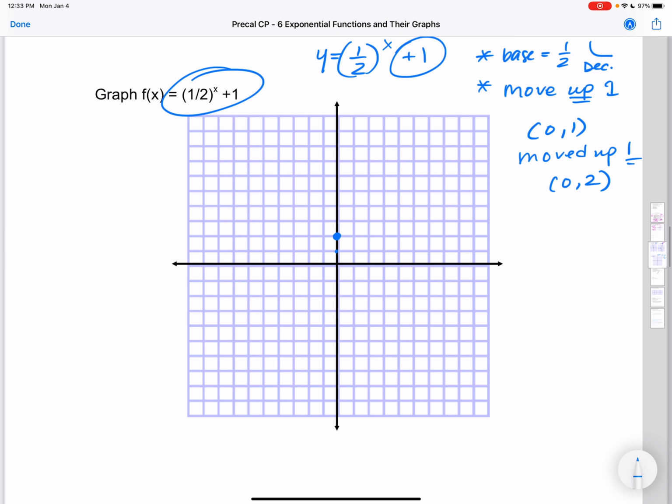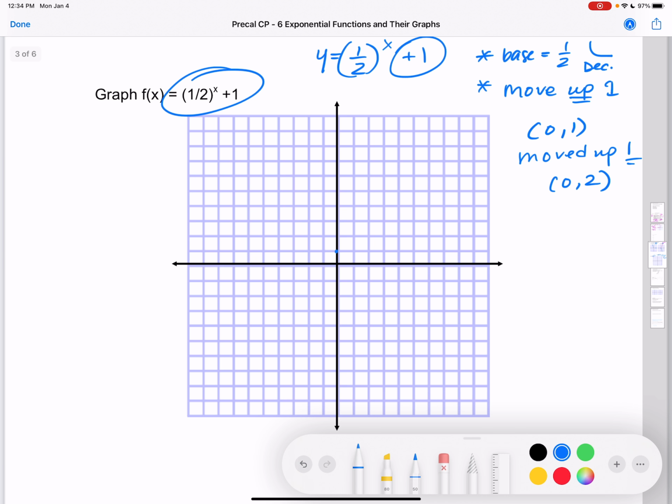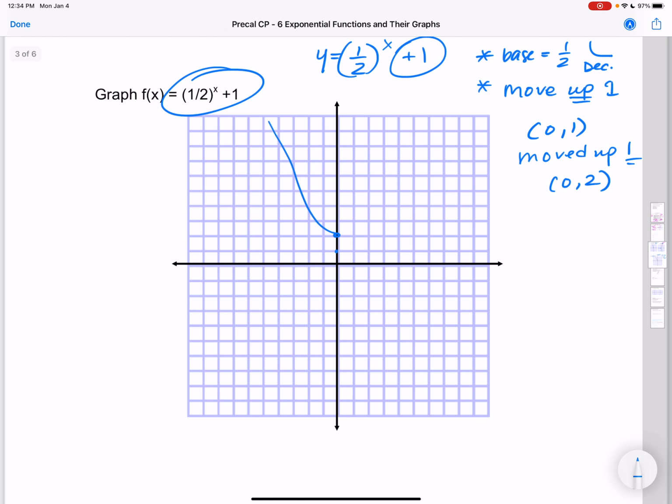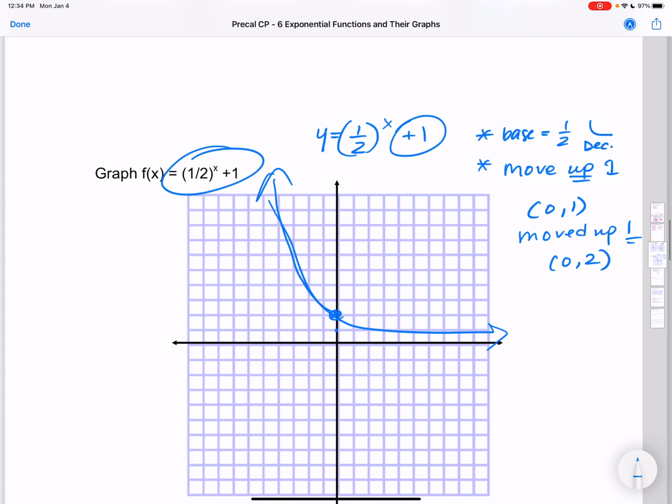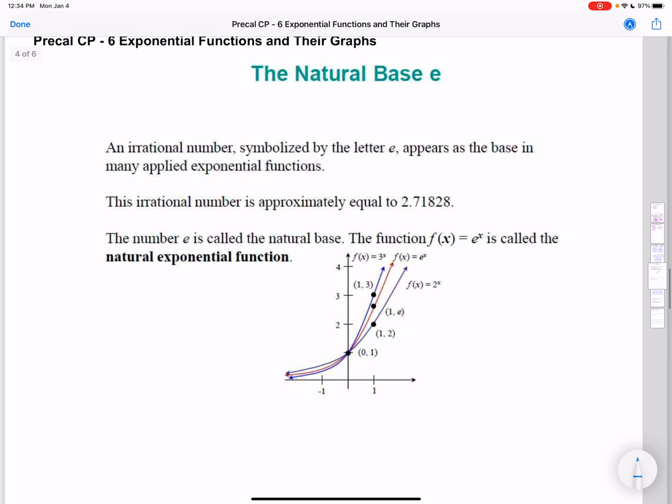If we were just doing a rough sketch of that, if it's decreasing, then roughly it's going to look like this, right? It's just going to be decreasing down with the shift of it going up 1. All right, so that's that. All right, let's move on.